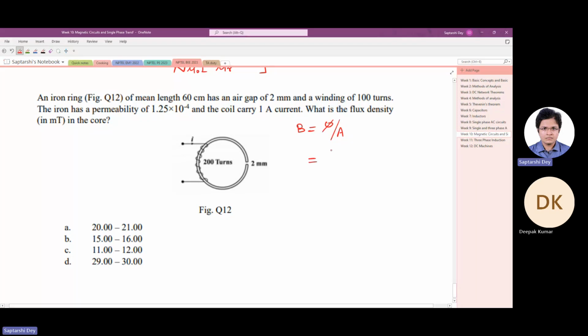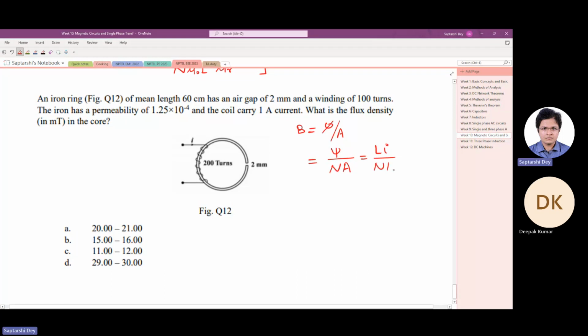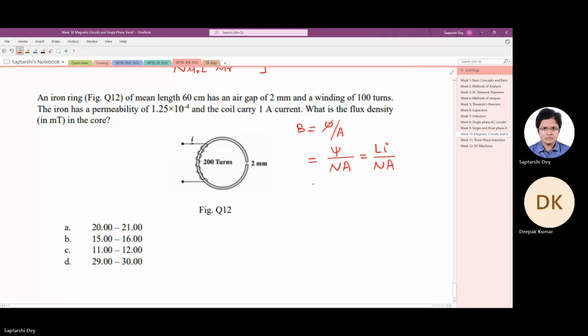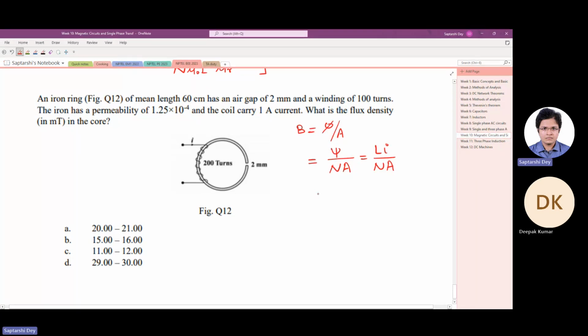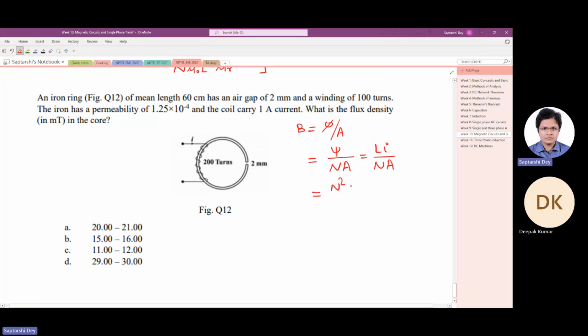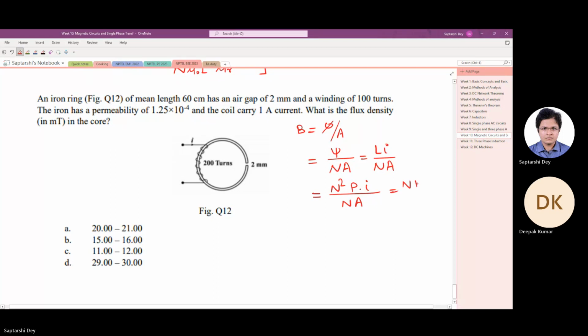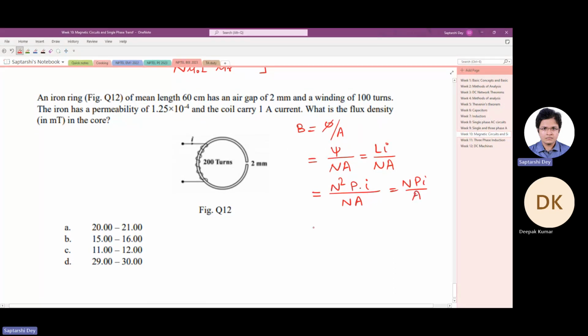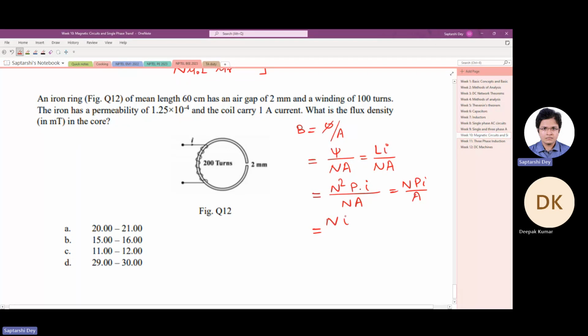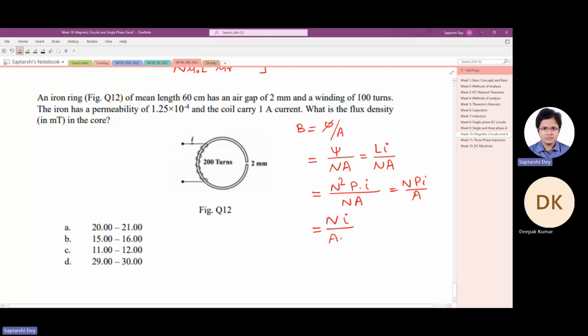Now, flux is flux linkage by N, psi by Na, and psi is Li by N. Na was there. Now, from here we can write L as N squared permeance I by Na, which gives us Npi by A. I will write it in terms of reluctance, so it's easier to find out Ni by AR.